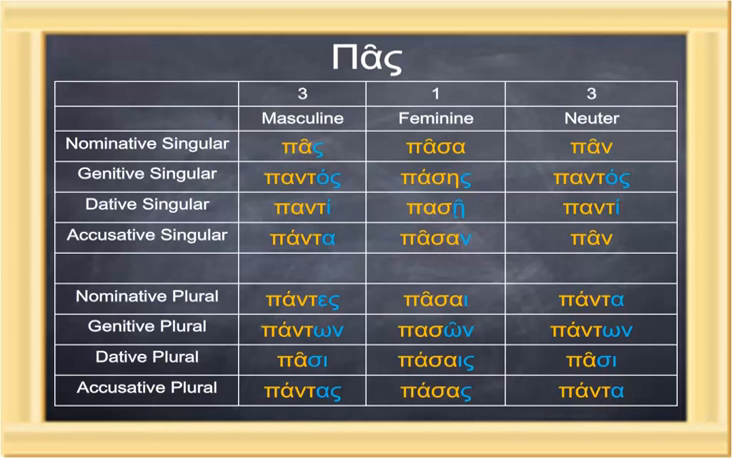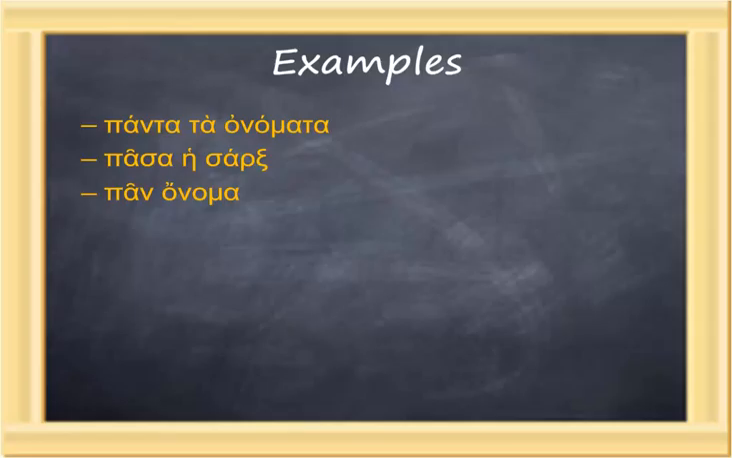Obviously, panta of the masculine accusative singular and panta of the nominative and accusative neuter plurals can be ambiguous, and the context will help you figure them out. Let's look at some examples. Panta ta onomata, all the names.